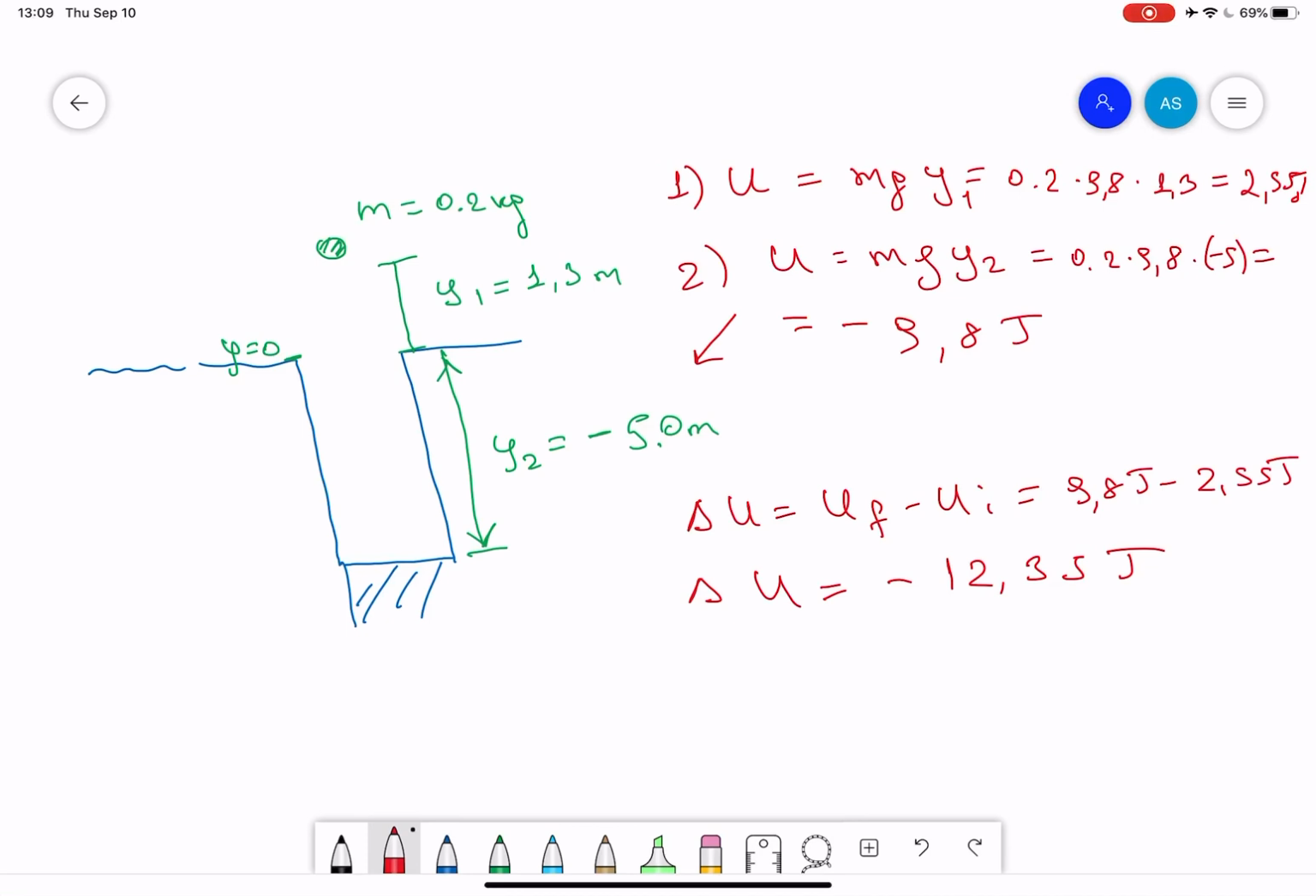Okay, this will be part C. This is part B. This is part A.